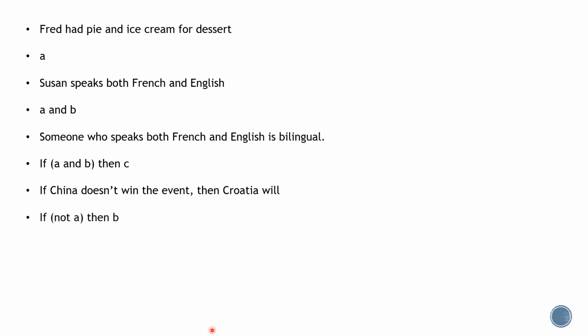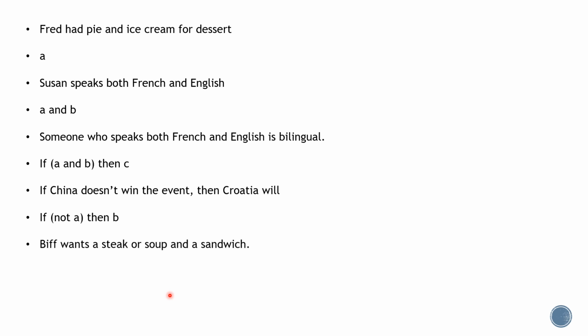Okay. So that's going to look like if not A. So if China does not win the event, then B, Croatia will win the event, right? And so that's a conditional, and the antecedent of that conditional is a negation. Okay. Again, note the use of the parentheses to keep the difference between if not A, then B, and not if A, then B. You want to make sure to put those all in the right organization.